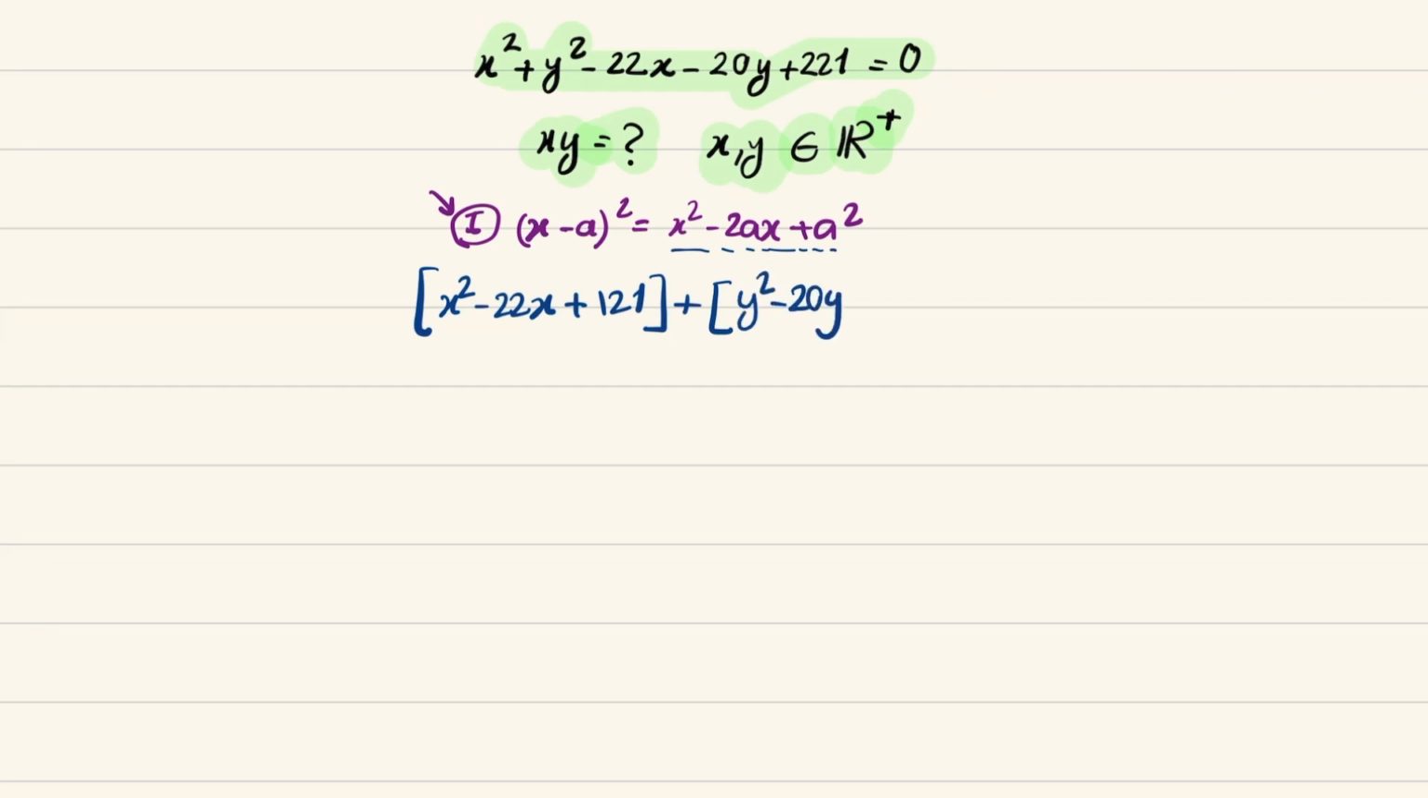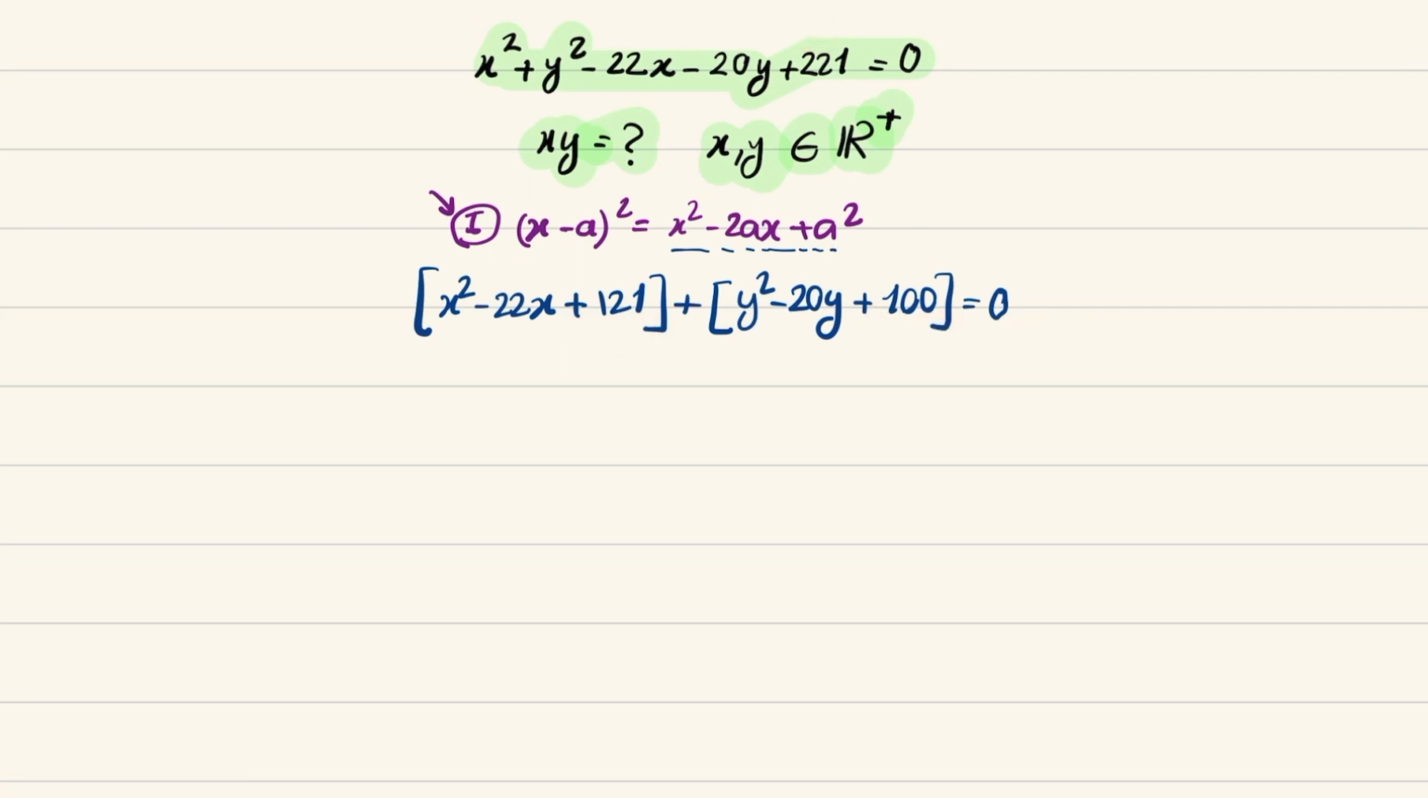and I will write y squared minus 20y. And again, if you compare this term with the hint term that I showed before, we can conclude that a is equal to 10 and a squared is 100. So I can write this term like this, and this is equal to 0.